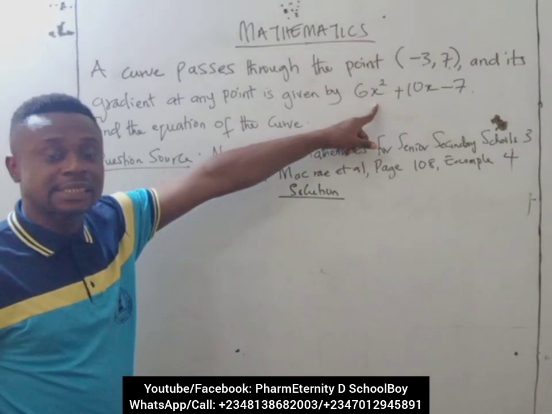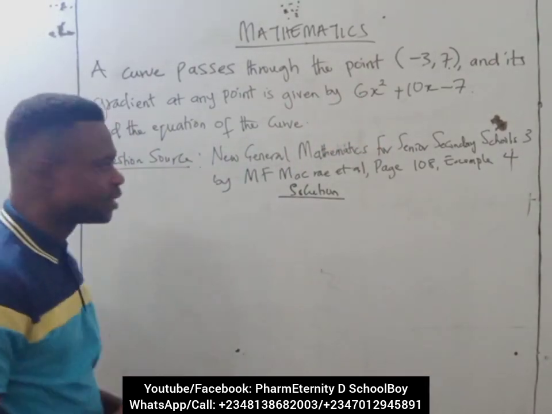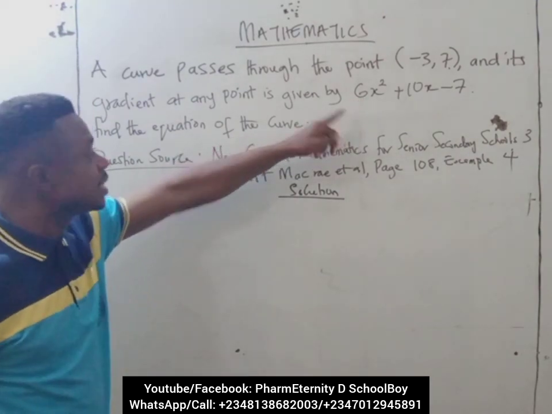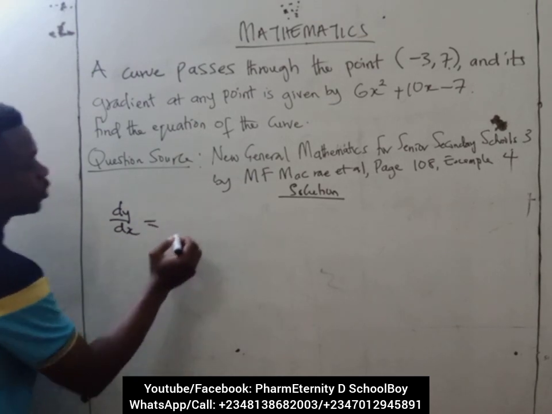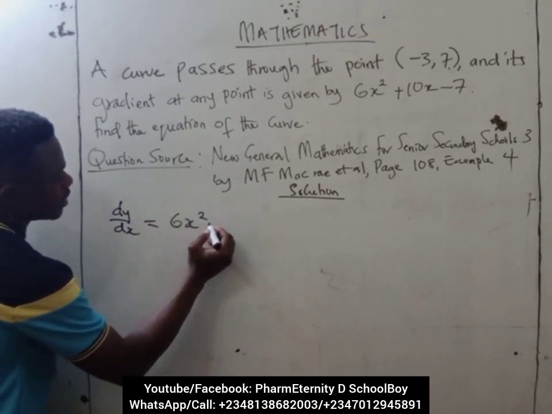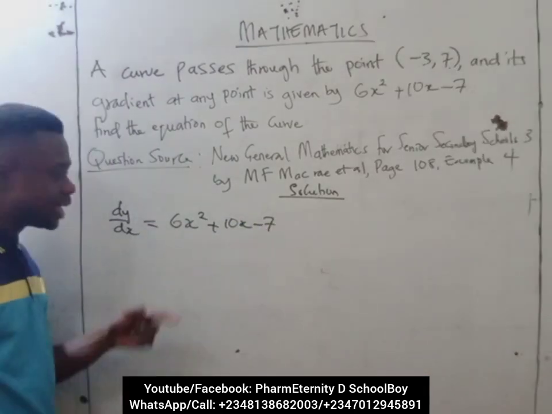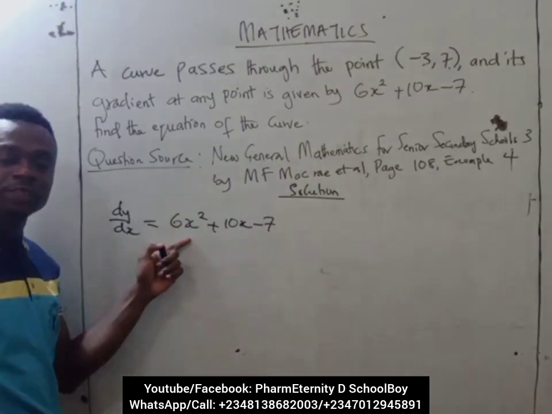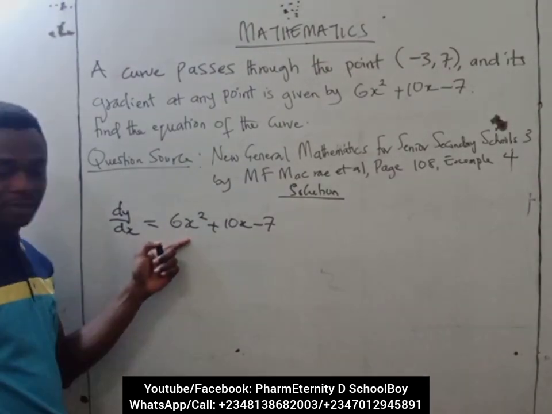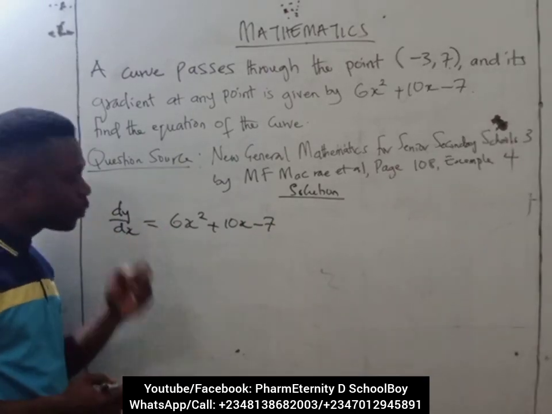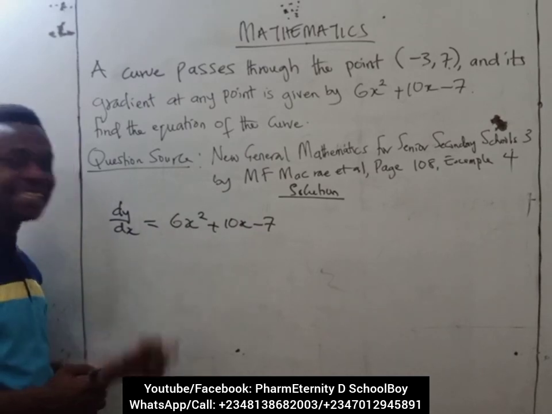For us to do that, since this is the gradient, we will integrate these gradients. So if this is the gradient, that means dy/dx is equal to 6x squared plus 10x minus 7. This is the dy/dx because dy/dx is the gradient. So for us to find y, we will integrate this.